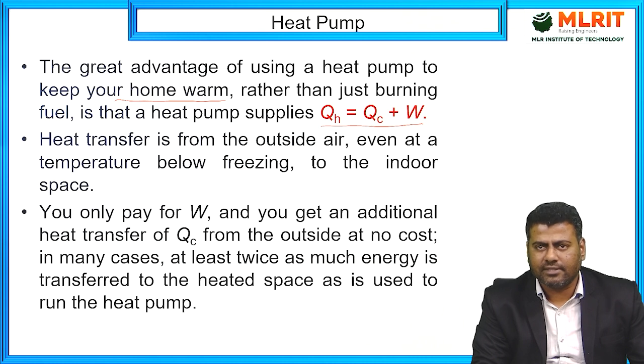Based upon the Clausius statement, we know that we can transfer energy from the lower body, that is the colder body, to the hotter body. That is what the Clausius statement states, if you apply work input to the system. So in order to keep the room or home warm, I am supposed to absorb energy from the atmosphere, but it is already low. So for that, I need to do more work. That is where the work input is supplied.